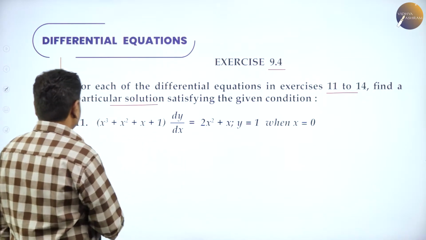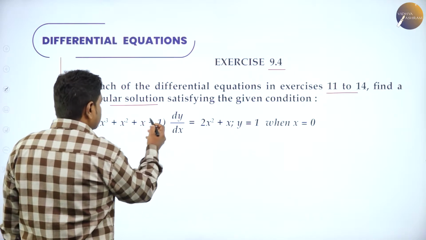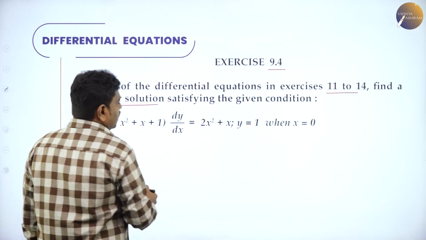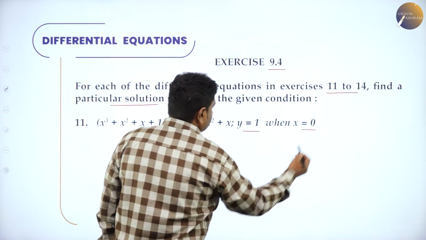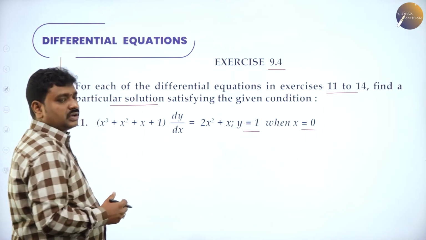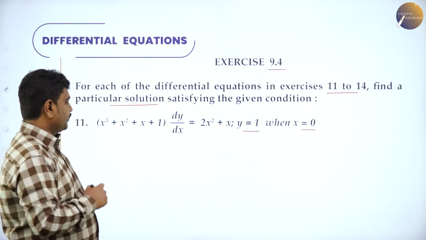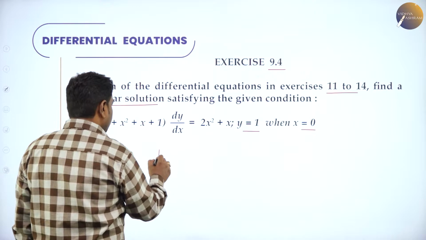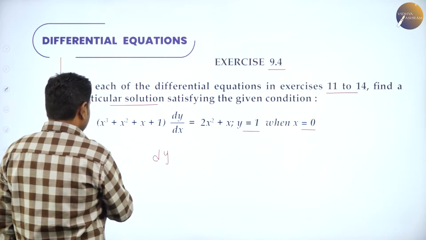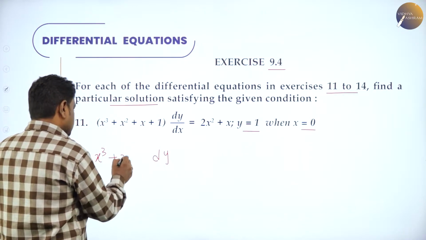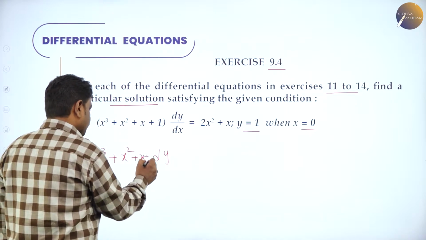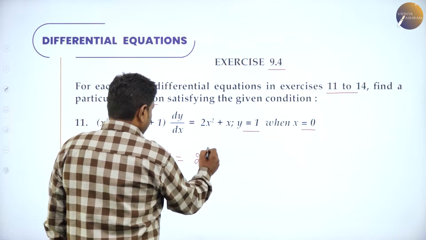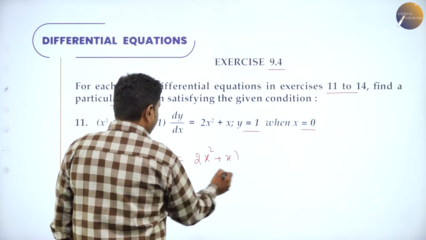Now coming to this, they gave x cube plus x square plus x plus 1 into dy by dx is equal to 2x square plus x. At y equal to 1, x is 0 they gave. First we should convert it into general solution. So now all of you know the rule number 1, d term should not be in denominator, dy let it be. This is x cube plus x square plus x plus 1 is equal to 2x square plus x into dx.